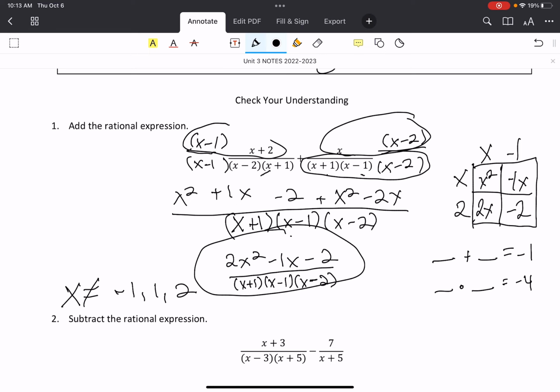Are we good with excluded values, or does anyone have any questions on how we got there? Yes. On the denominator in the original question, there's x minus 1 two times. Why do we write it one time when we're solving? That's a good question. This one, we're just focused on the number itself. We're not graphing it to know any multiplicity or anything like that. So if it's negative 1, you don't have to list it twice. It's already there.